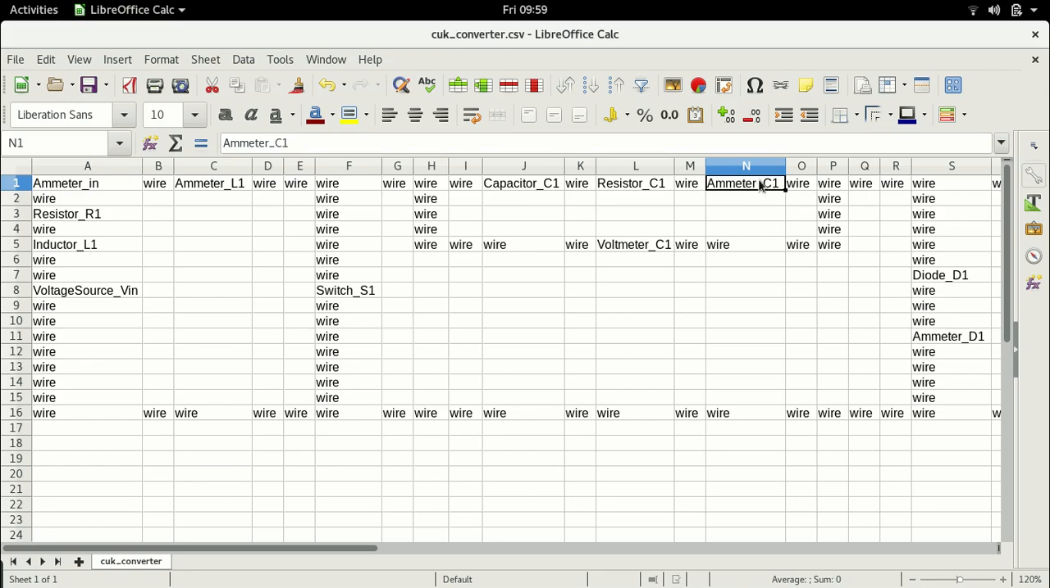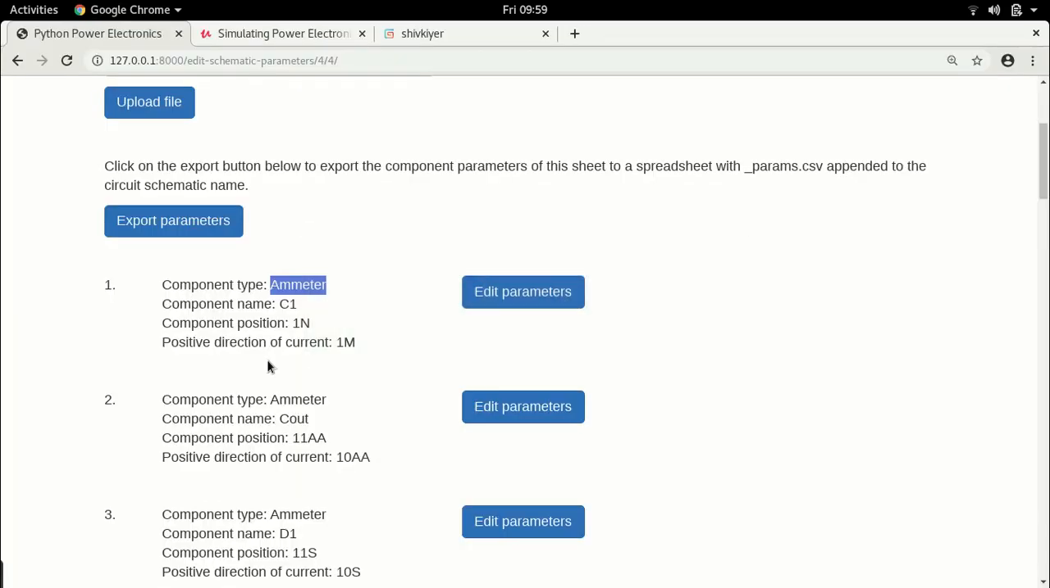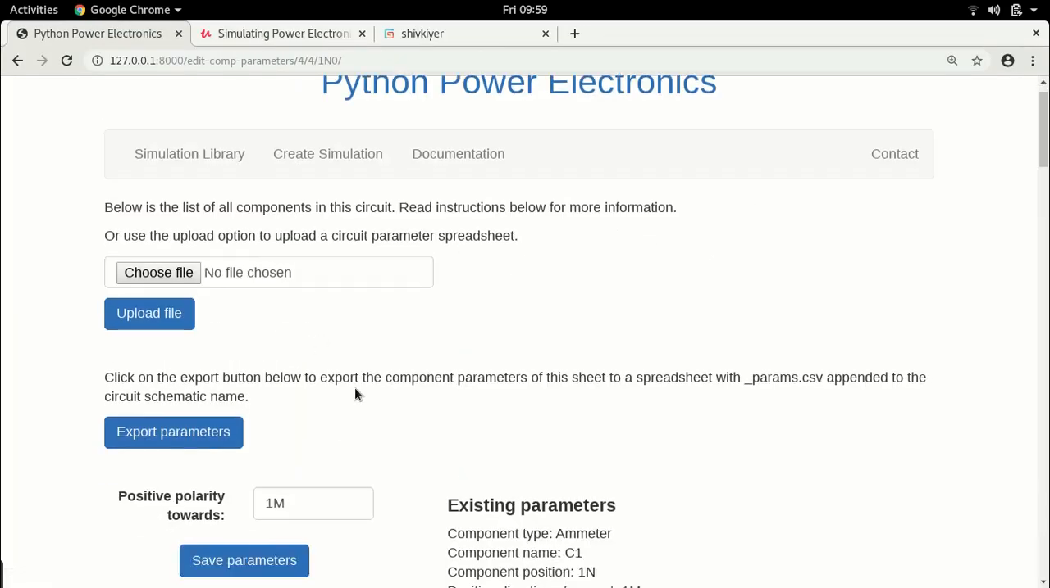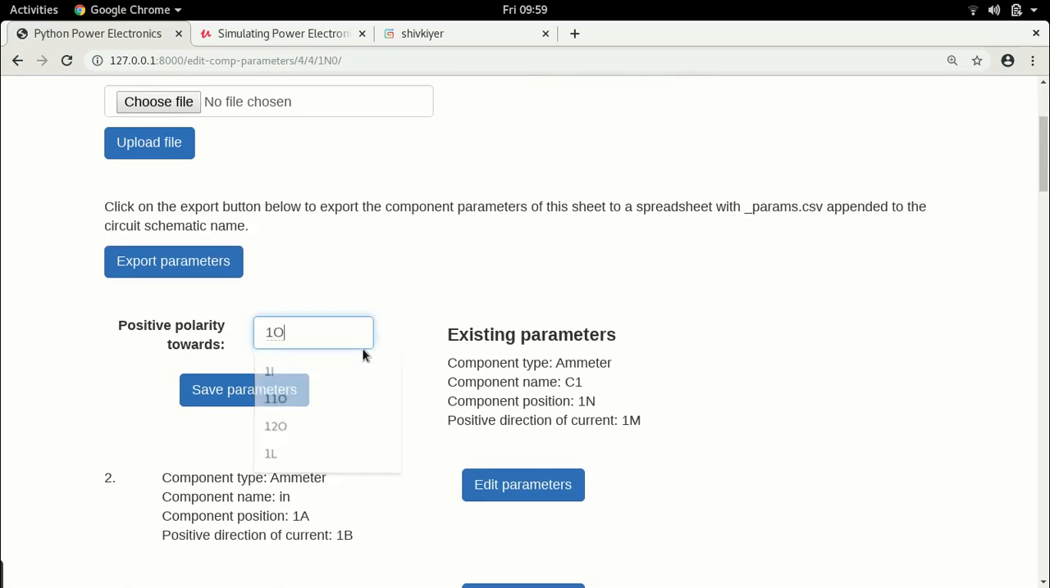So if it is 1 end, let's give it 1 ohm. And we change this to 1 ohm. And we'll save it.